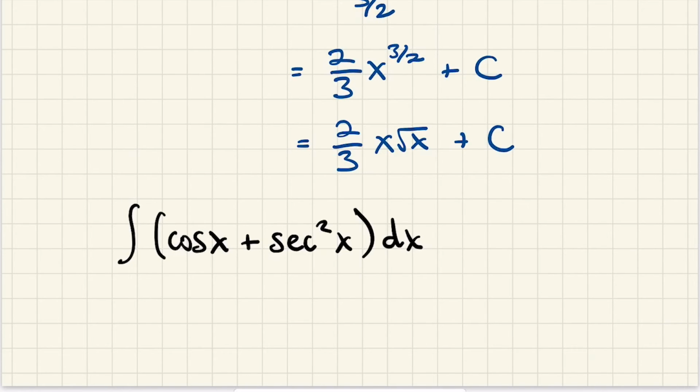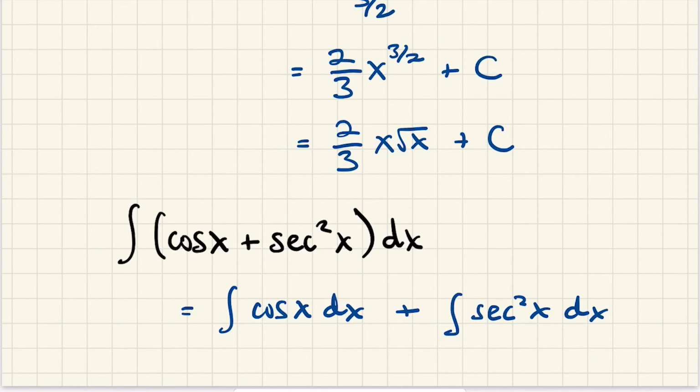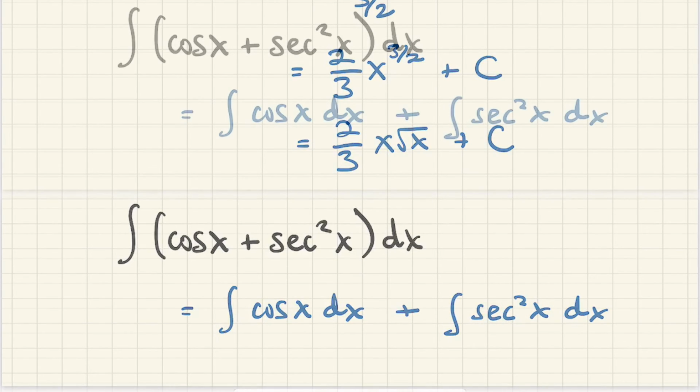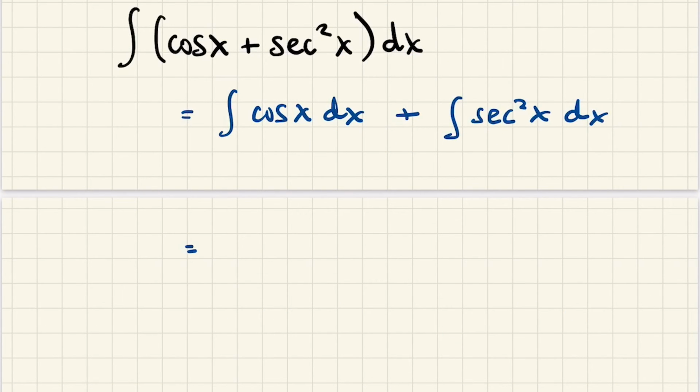Okay, and you can distribute an integral across a sum. So you get the antiderivative of cosine plus the antiderivative of secant squared. And again, the fundamental question whenever you're working out one of these is, what function has cosine as its derivative? And what function has secant squared as its derivative? Both of those are answerable. Sine has cosine as its derivative, and tangent has secant squared as its derivative. So there we are, final answer.